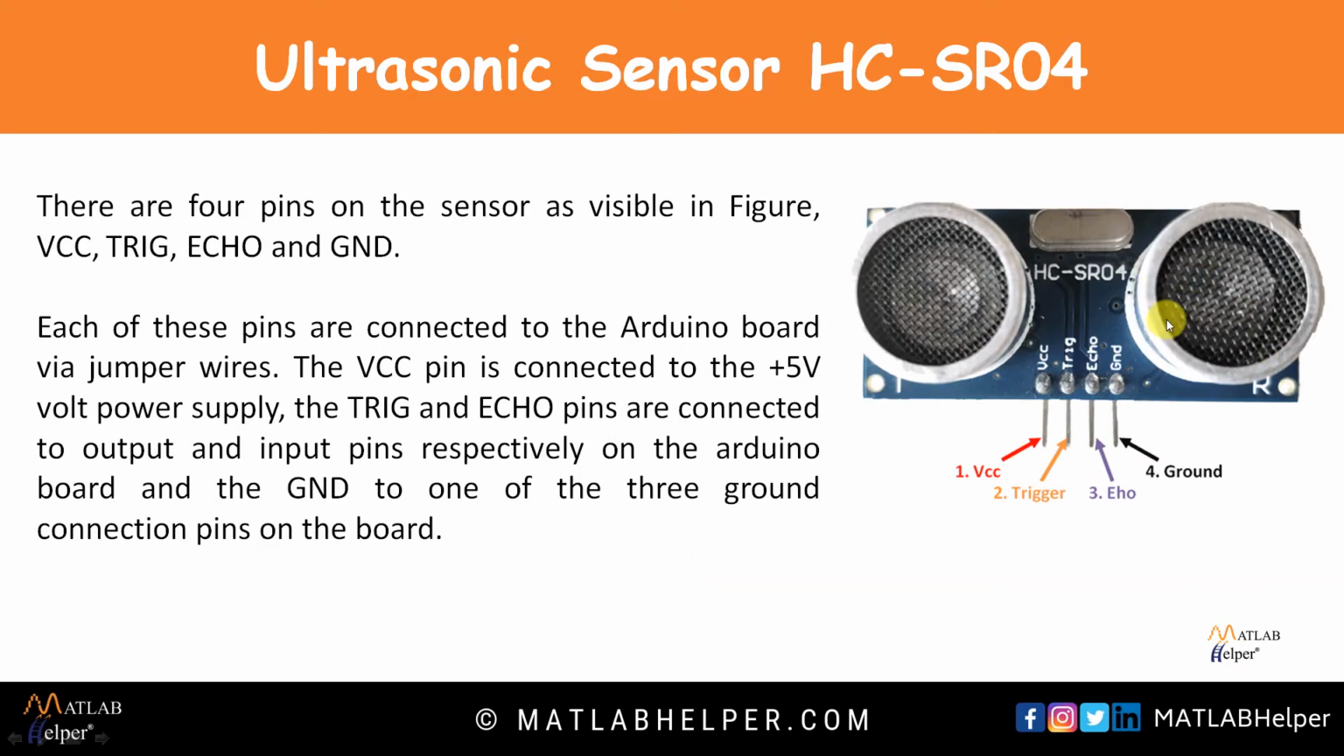And as we know, this is an ultrasonic sensor HCSR04, and it has 4 pins, that is VCC, trigger, echo and ground. The first pin, VCC, and the fourth pin, ground, are used for power supply. VCC is connected to plus 5 volt power supply, and the ground pin is connected to ground. The trigger pin is the output pin and the echo pin is the input pin. From the trigger pin we will send a wave of ultrasonic sound, and from the echo pin we will receive the reflected ultrasonic sound back. So trigger is the output pin, and echo is the input pin.